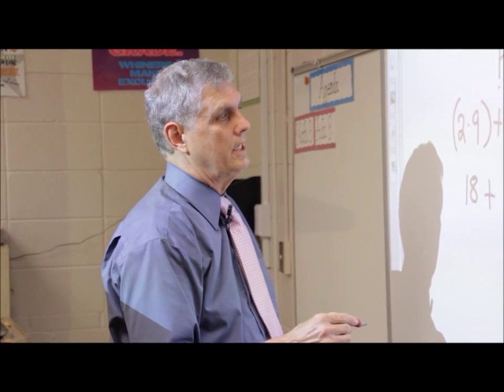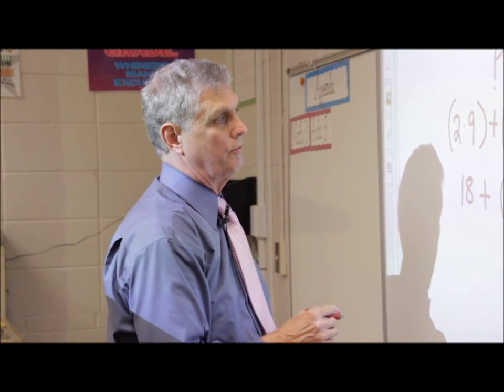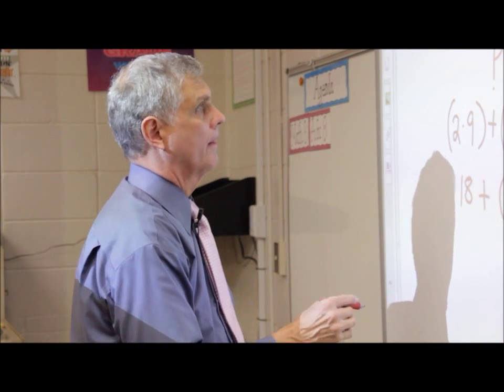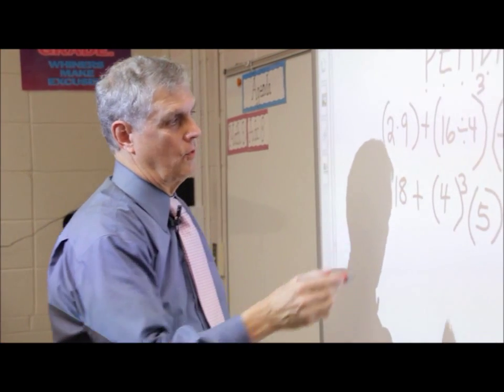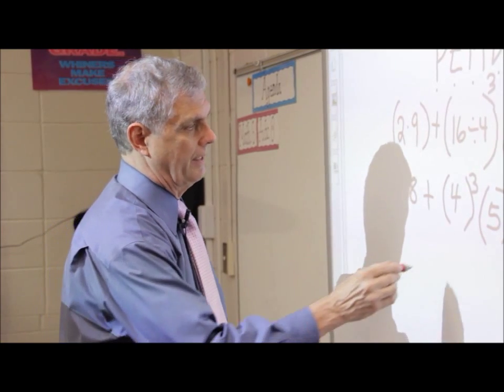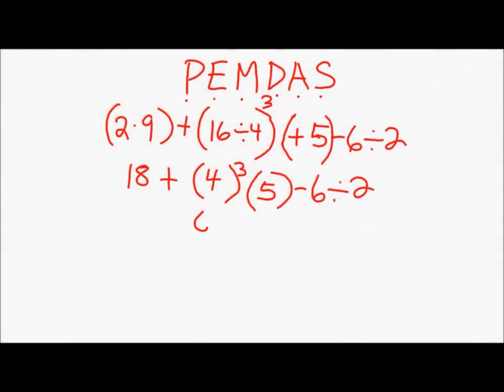Okay, now we need to deal with the exponents before we do this multiplication. This would mean 4 times 4 times 4. It's being cubed, and that, if you multiply it out, is 64. And we're going to take that times 5, bring down the 18 plus minus 6 divided by 2. Next thing we're going to do is our multiplication, and this ends up being 320.